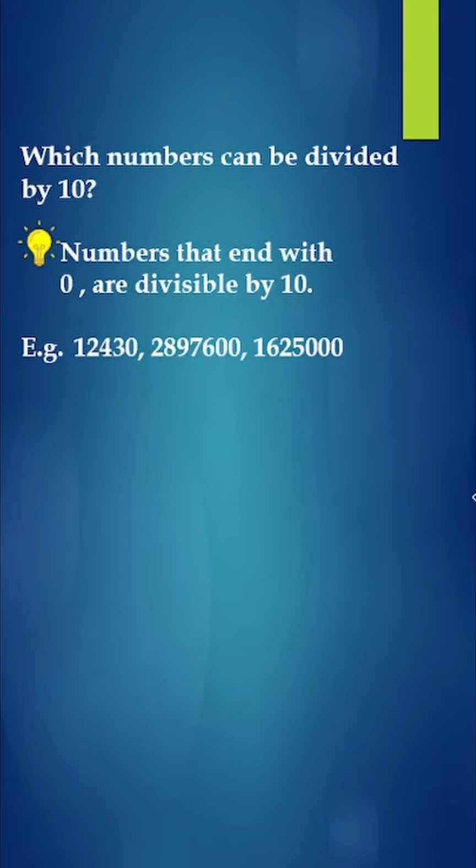And the last, which numbers are divisible by 10? The numbers that end with 0 are all divisible by 10. So here all these numbers, since they are ending with 0, are all divisible by 10.